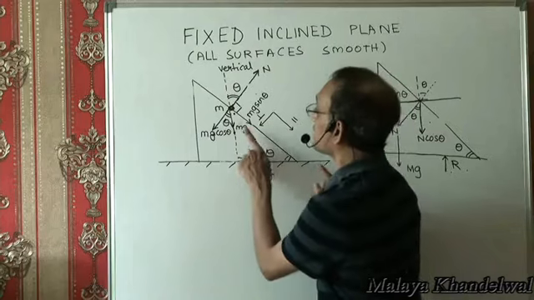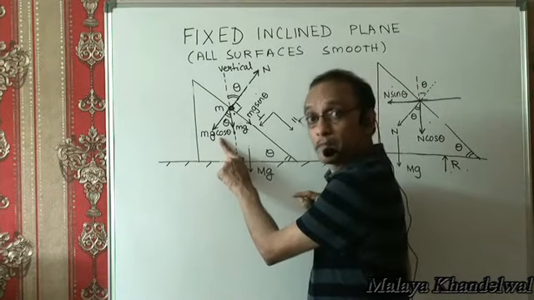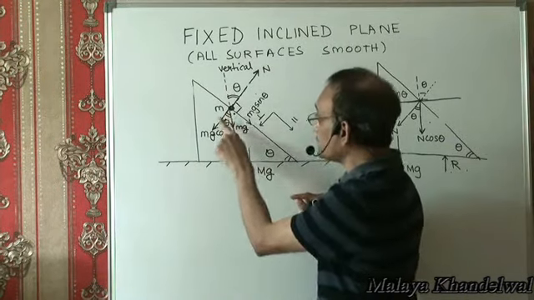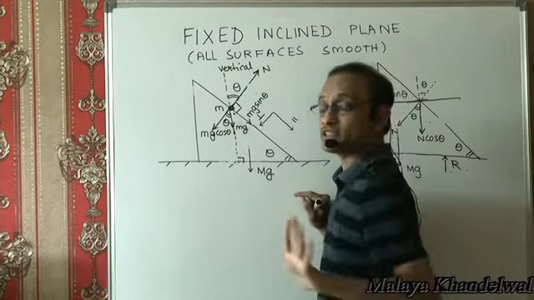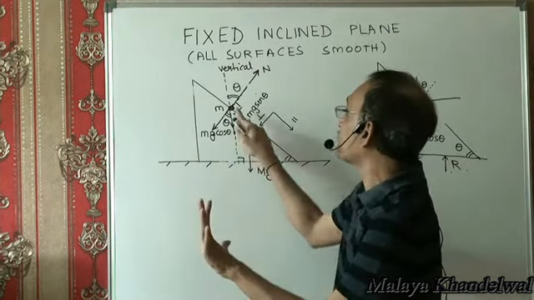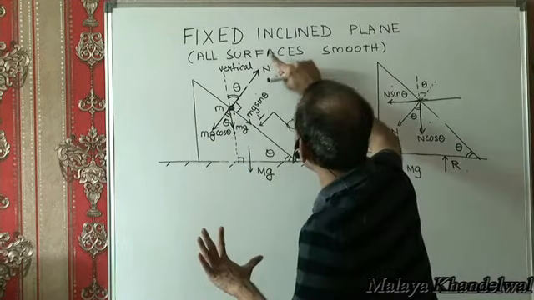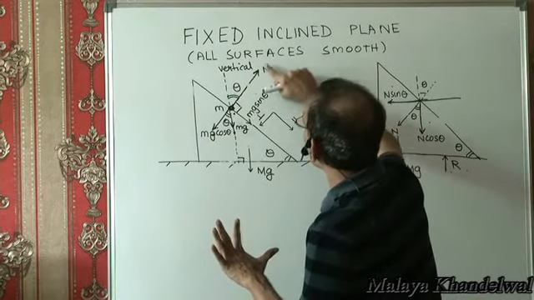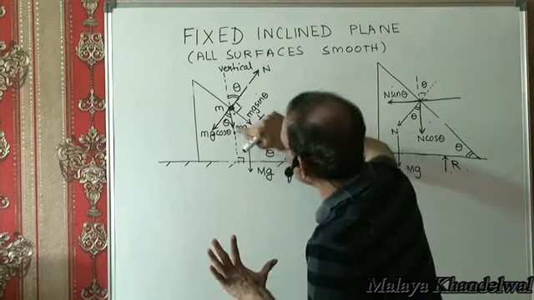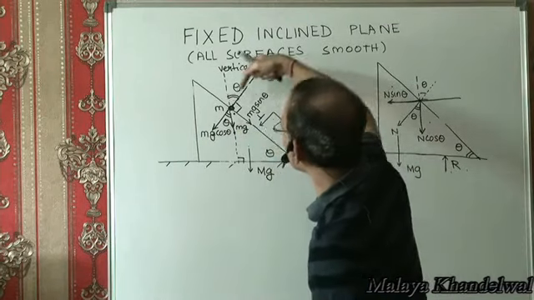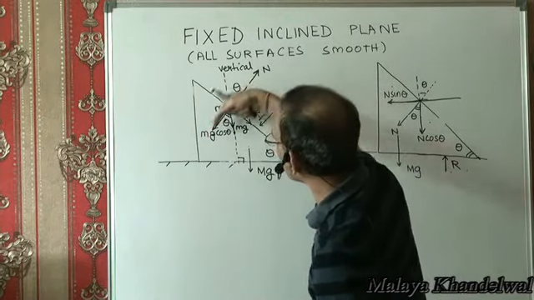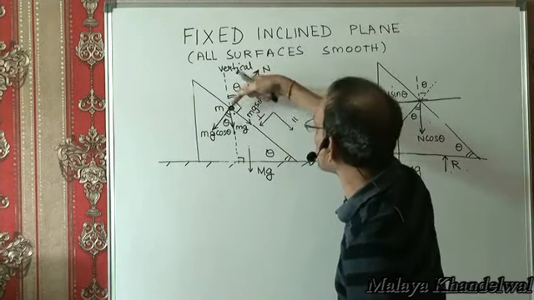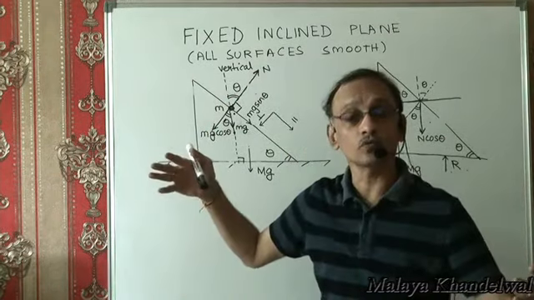I could have resolved mg as mg cos theta perpendicular to the plane, right? And parallel to the plane would be mg sin theta. So here we have the set of forces acting on small m: normal reaction from the inclined plane, perpendicular to the plane, and then mg, which could be replaced by two other forces, mg cos theta perpendicular to the plane and mg sin theta parallel to the plane. Yes or no, right?